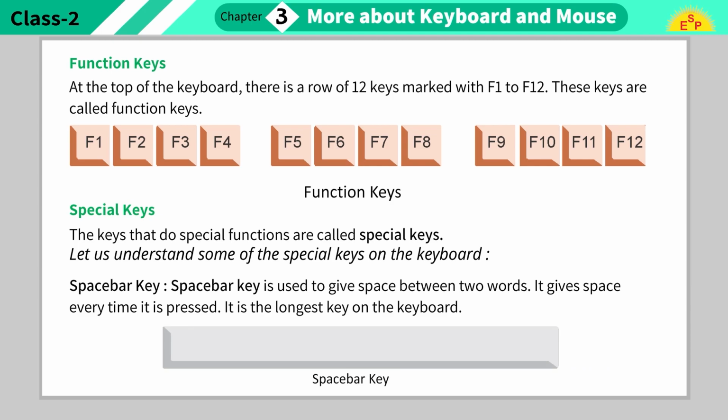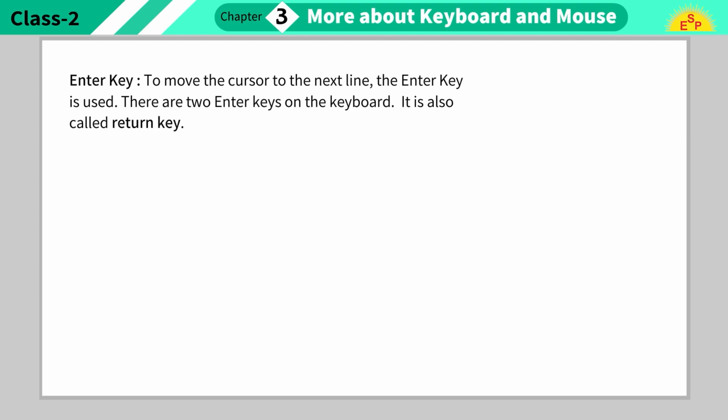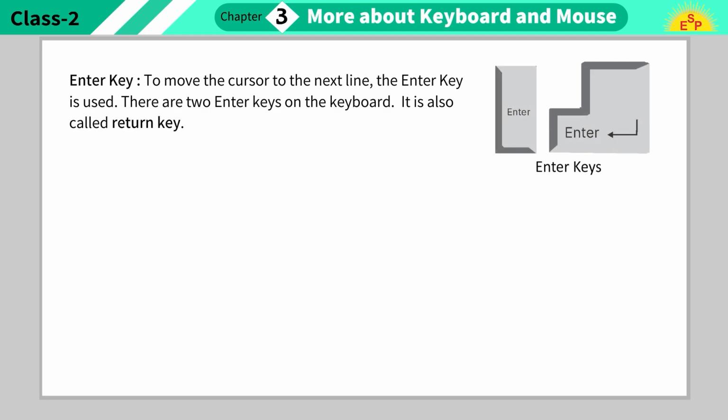Spacebar key. Spacebar key is used to give space between two words. It gives space every time it is pressed. It is the longest key on the keyboard. Enter key. To move the cursor to the next line, the Enter key is used. There are two Enter keys on the keyboard. It is also called Return key.